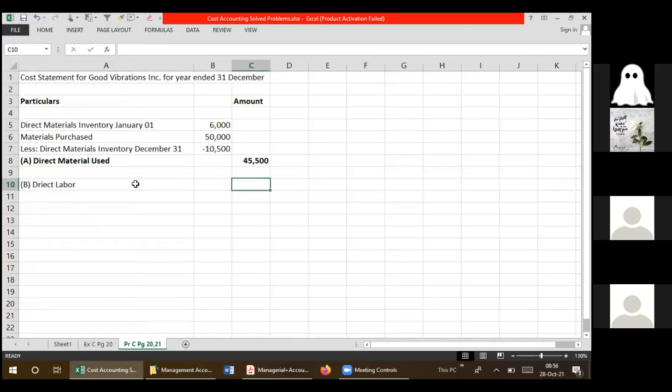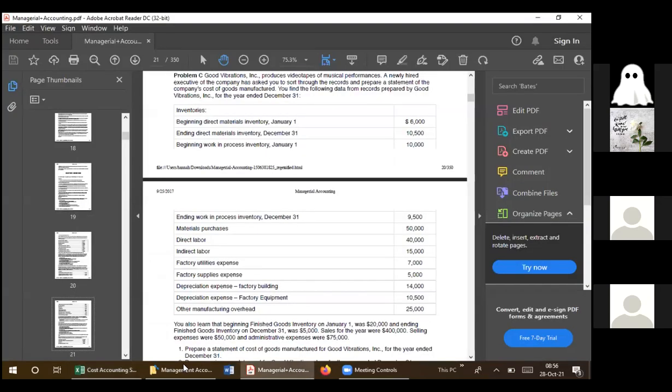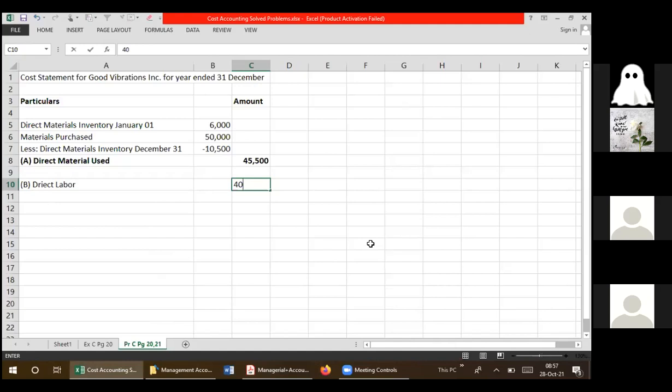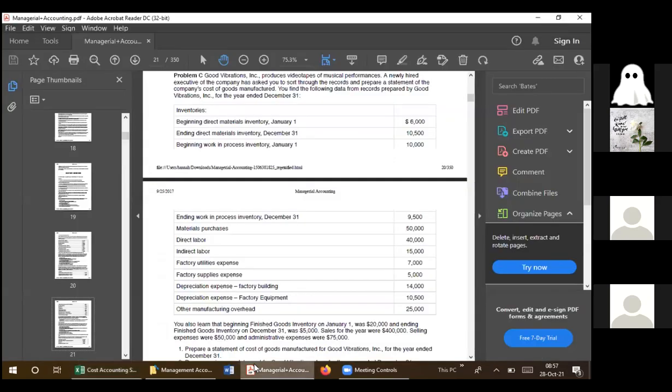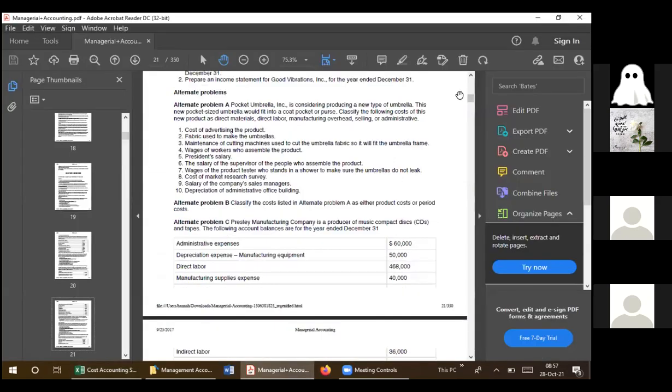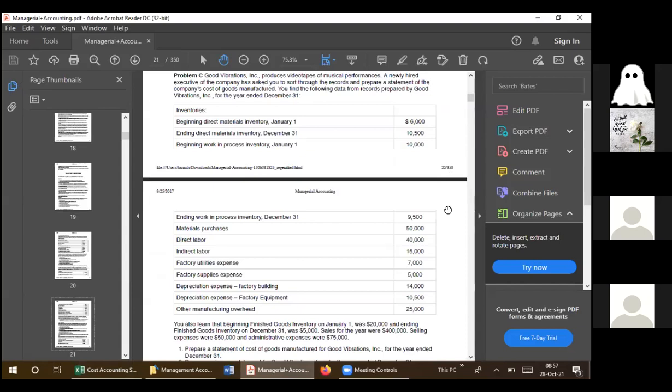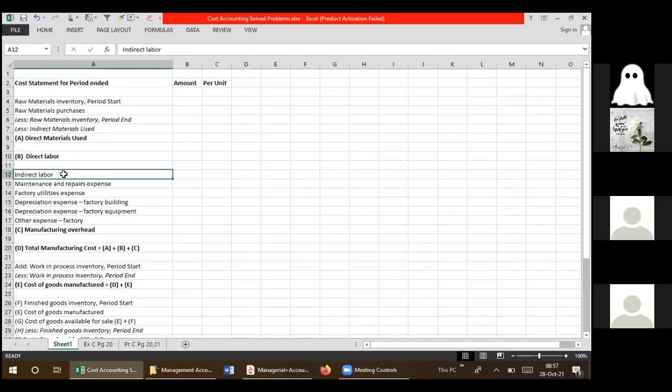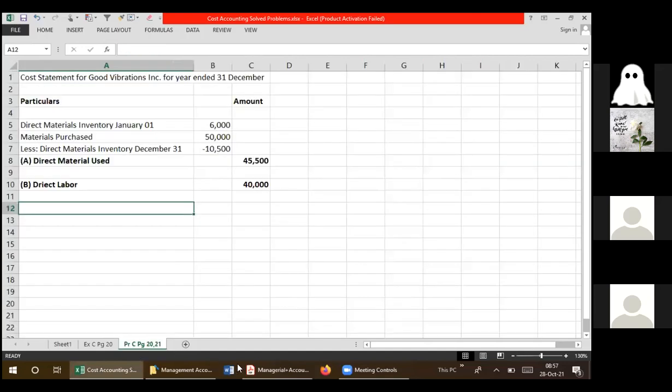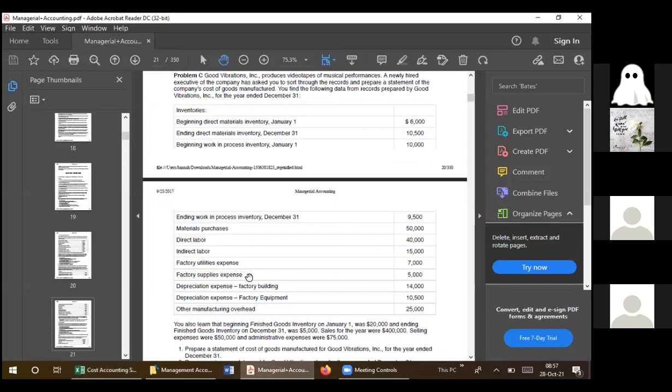Labor. Now, how much was that? 40,000. 40,000 is the direct labor. And then, according to the sheet, we have manufacturing overheads now. Every manufacturing overhead goes after this. So first we have indirect labor. So we have indirect labor here, 15,000.